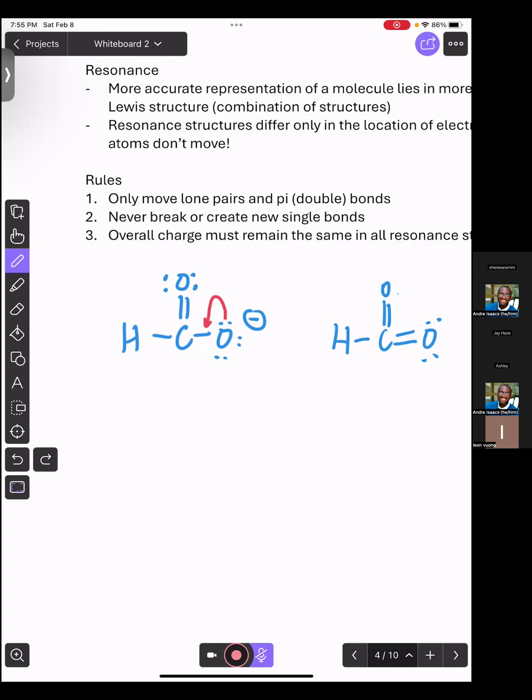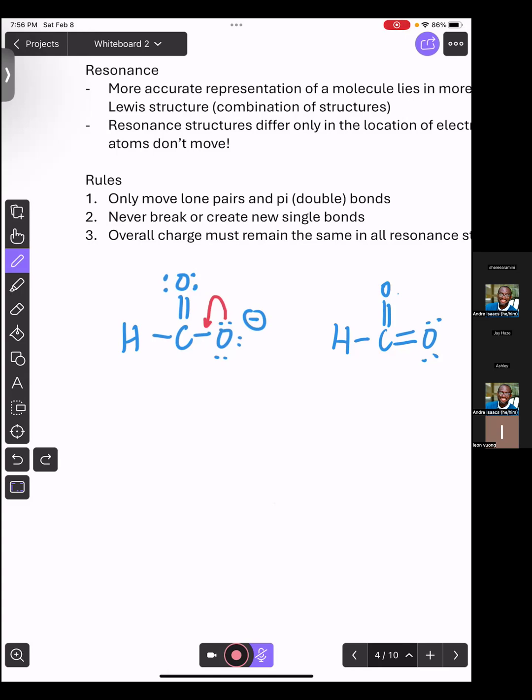As much as this oxygen is being generous and it wants to share with its neighbor, a problem is going to be created if it in fact shares electrons with its neighbor. What is the problem that we created by sharing this? What happened to the carbon? Too many bonds on carbon. Someone said it. Exactly. If I share the electrons with the carbon, I've made too many bonds to the carbon.